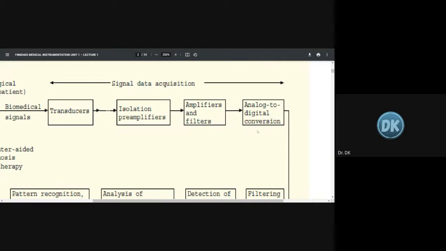This conversion alone you will be studying in a separate course called analog and digital communication. So that's for that course, and we won't be discussing more about that one.